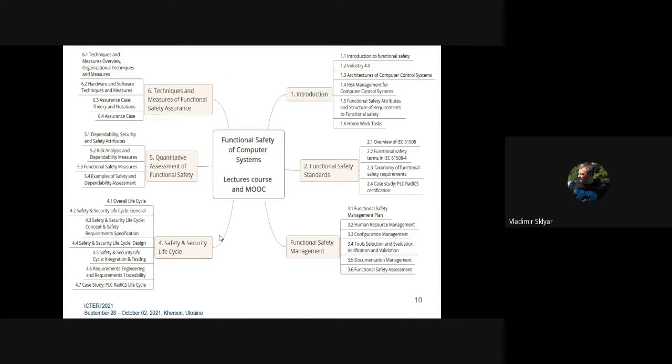Now about our approach to implementing business analysis learning in the education process. At our department of computer system networks and cybersecurity, we started to do it during the master course, functional safety of computer systems. This course is divided into 6 main modules. You can see them here: introduction, standards, functional safety management, safety and security life cycle, quantitative assessment of functional safety, and techniques and measures of functional safety assurance.